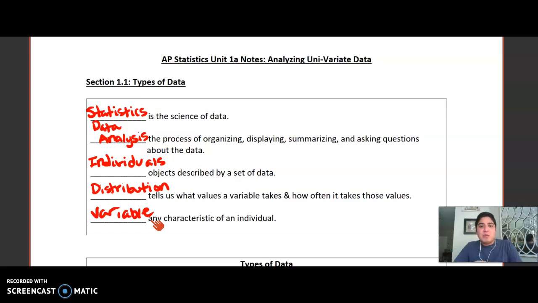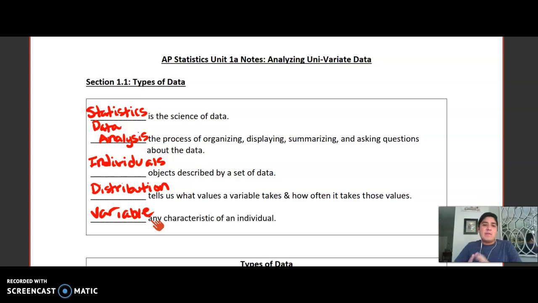But here in Unit 1, we are going to talk about analyzing univariate data. And there, that word uni means one. So we're only looking at one sample of data. Now, we need a few key vocabulary words here. So our first lesson is going to be on types of data.